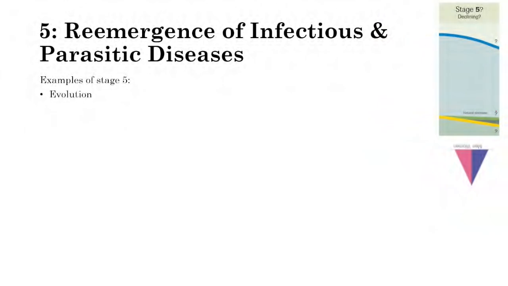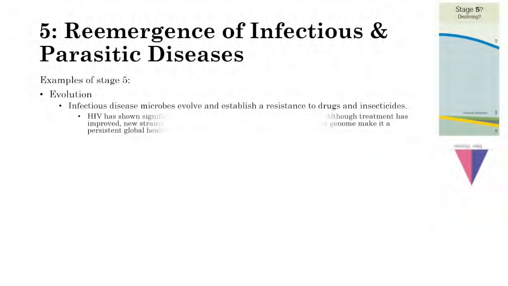So some examples of stage 5 are going to be due to evolution. Infectious disease microbes, remember, viral infections are not living. Bacterial infections are living, but both of them contain nucleotide sequences. So they can evolve and establish a resistance to drugs and medications and insecticides, pesticides, that sort of thing. HIV has shown significant resistance to various antiretroviral drugs. We have treatment and it has improved. There's no cure yet for HIV.